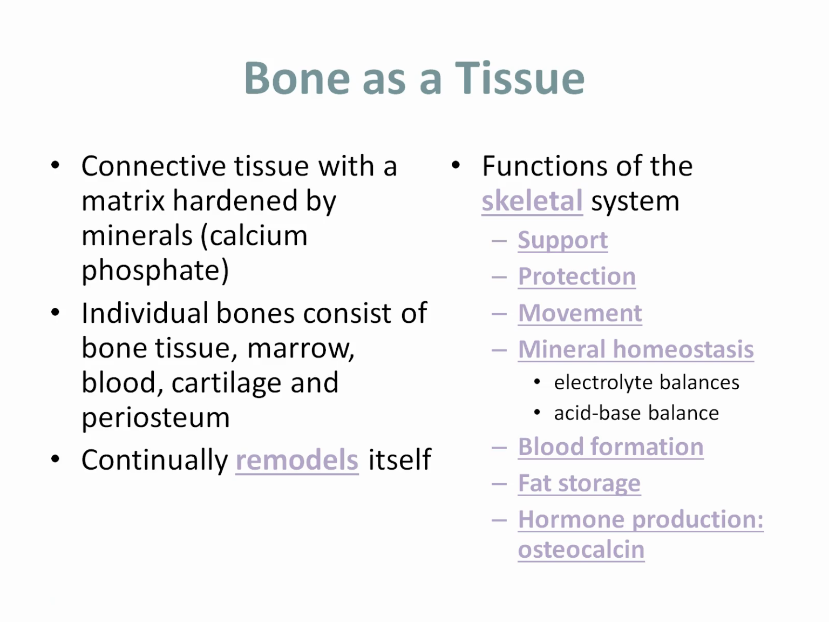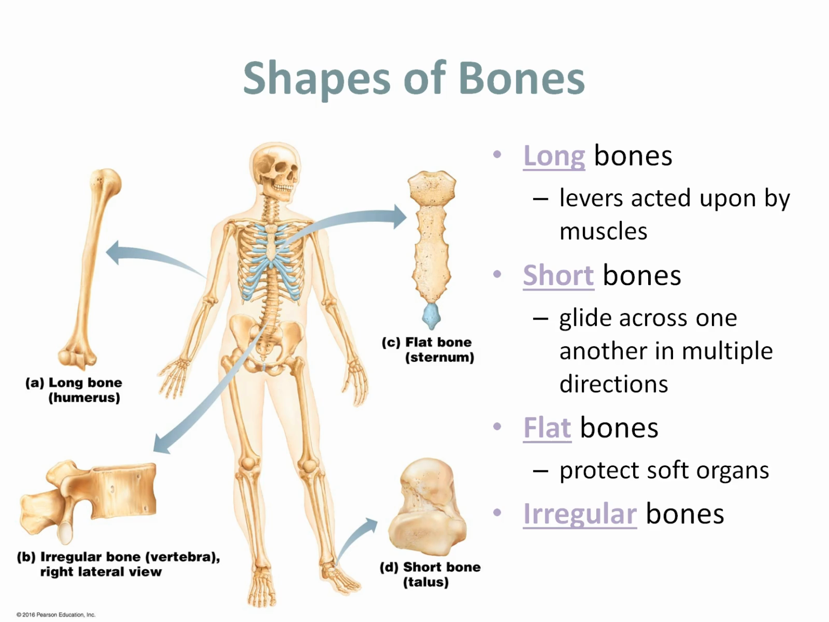And finally, the skeletal system produces a hormone called osteocalcin. This hormone is thought to have to do with insulin sensitivity and signaling. This is a fairly new hormone, and they're still examining the full role of this hormone in both bone and other tissue. Bones can be named based on their shape.